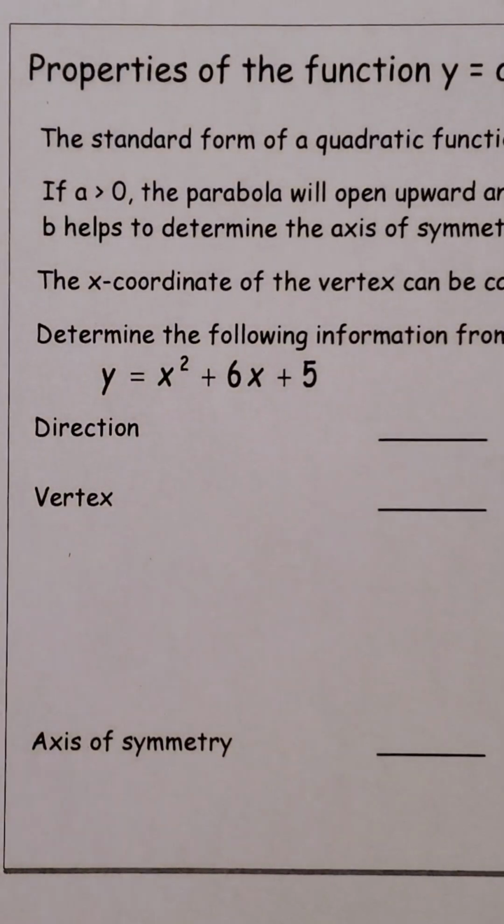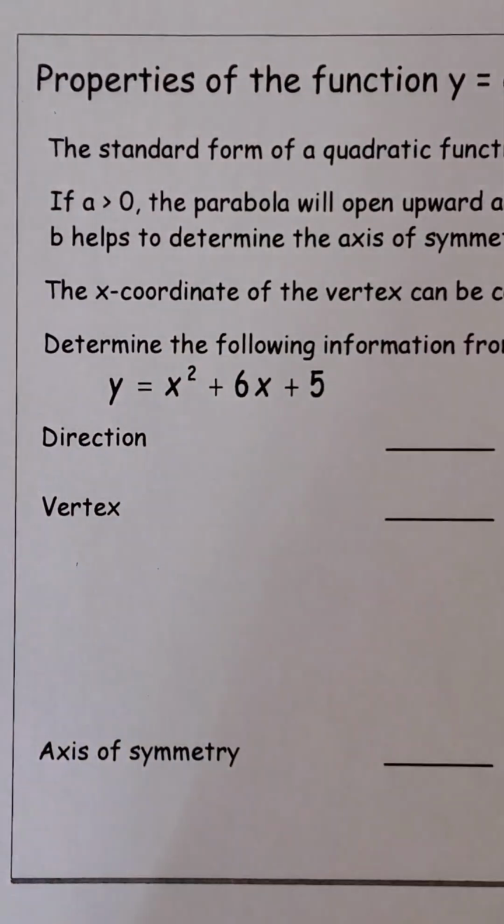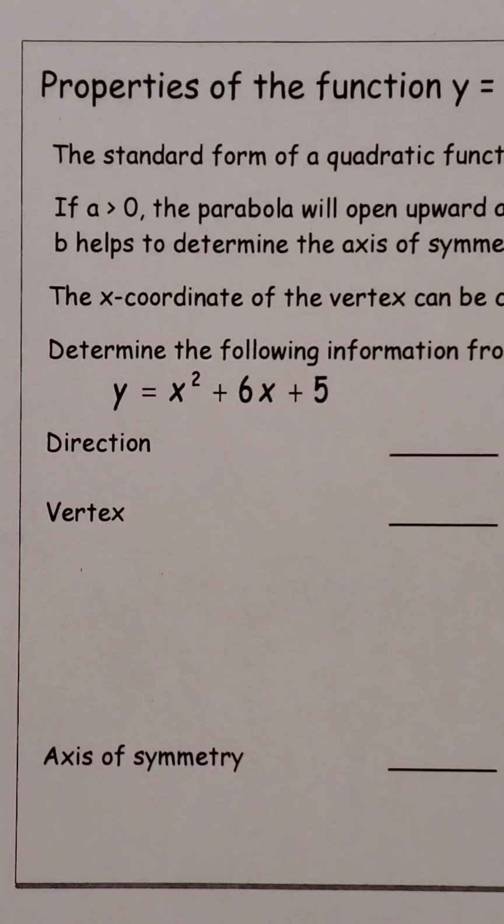Welcome to properties of the function y equals ax squared plus bx plus c. And this is the other form of our quadratic function. First one, of course, being vertex graphing. This one is our standard.